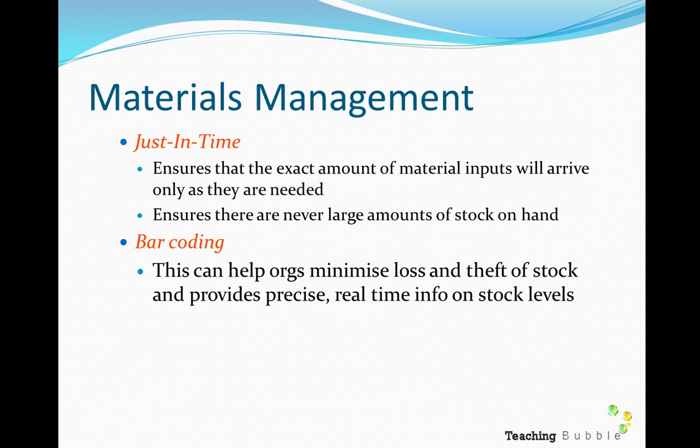Another strategy is barcoding. We spoke about that before, it helps minimize loss. You can track theft of stock, and it provides real-time information on your stock. So if a customer says, we want to order this amount, because it's barcoded, it should be in a computer system, you can check to see whether you can fulfill that order. And if not, you either have to order from your suppliers or notify them what you can produce.